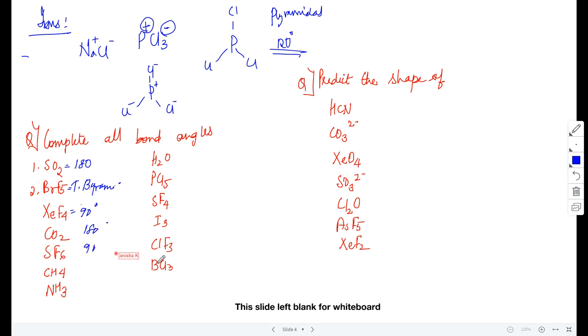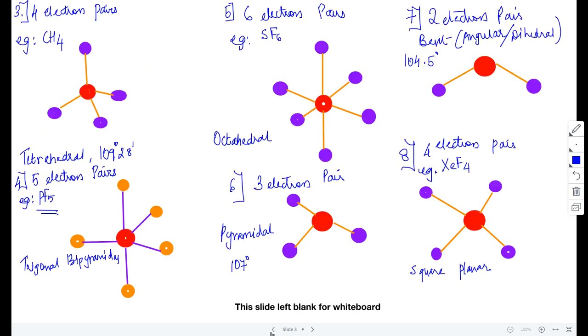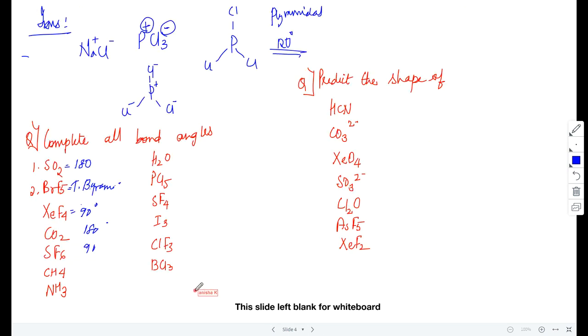Here SF6. I have not mentioned 90 degrees anywhere. It is just this way, so we cannot predict whether it is a 90 degree or not.